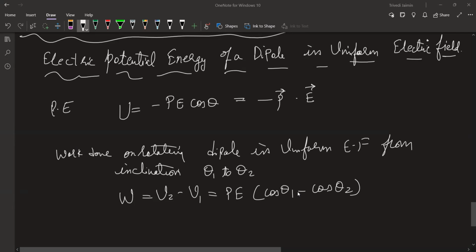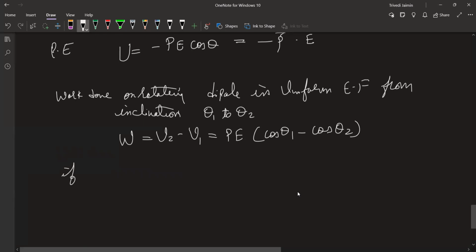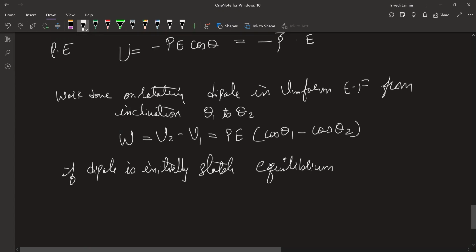So suppose in this case, if the dipole is initially in stable equilibrium position, and theta 1 equals 0, so we have W equals PE times 1 minus cos theta now. Let's take theta 2 as theta now.